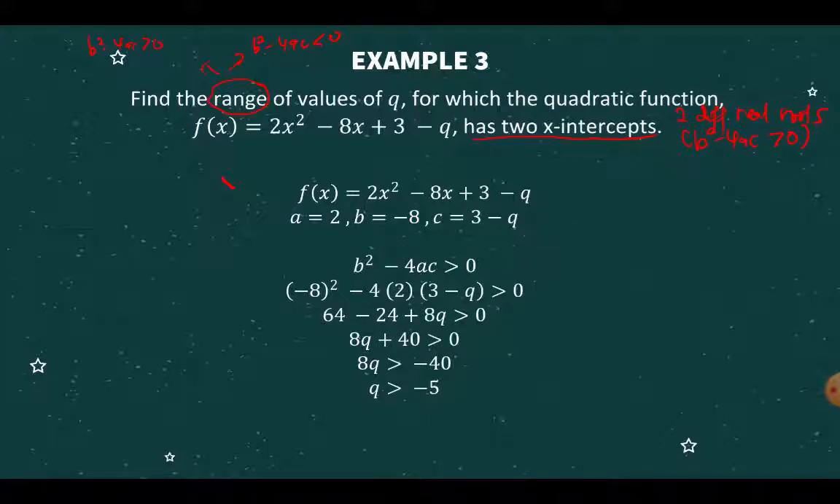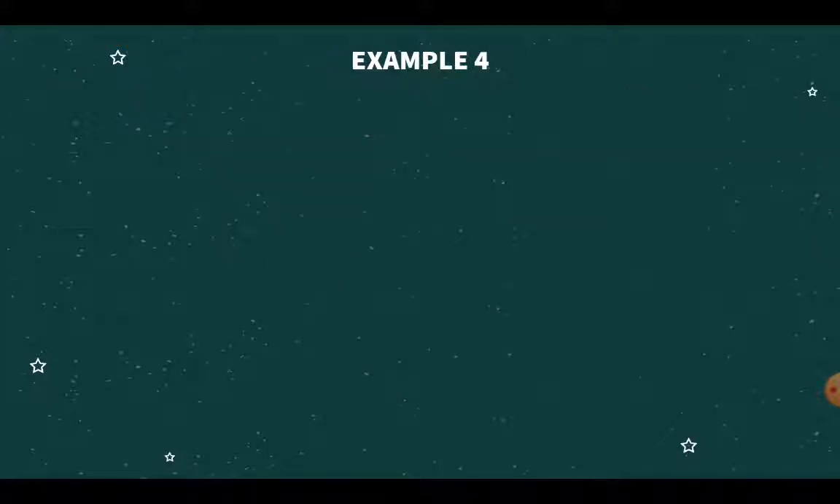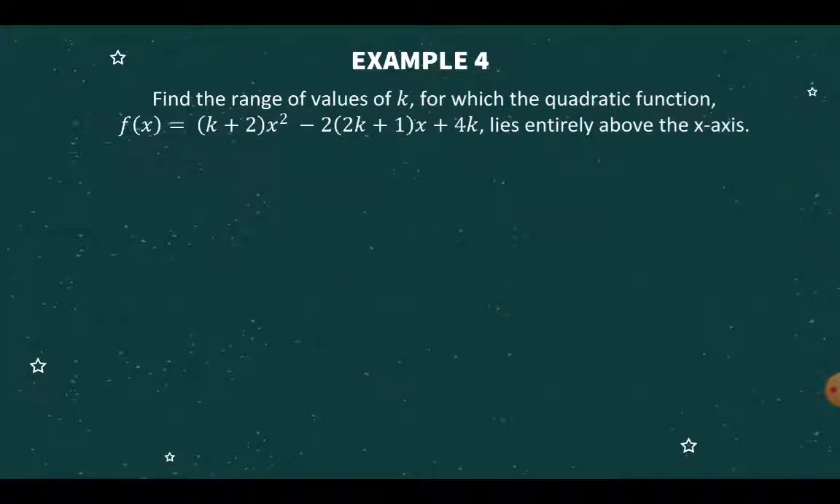Our q is greater than negative 5. So this is the range of q. Okay, simple. Next, example 4. Find the range again.